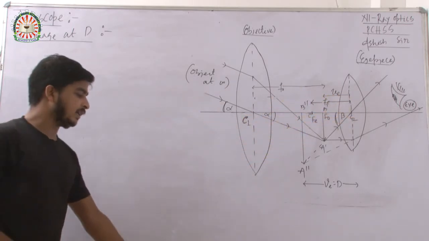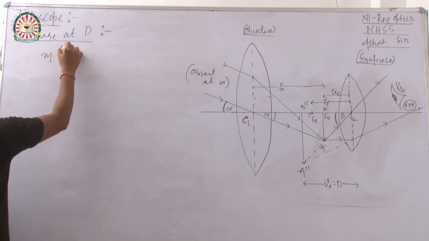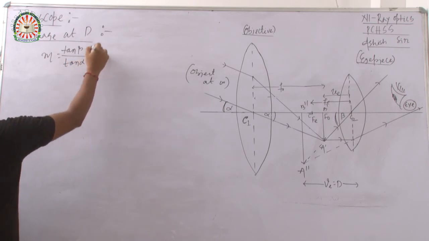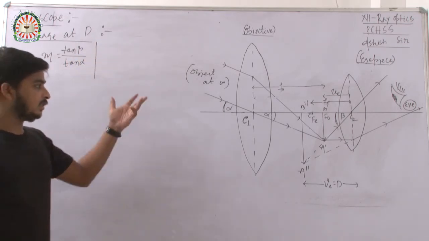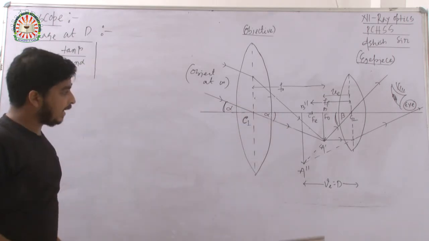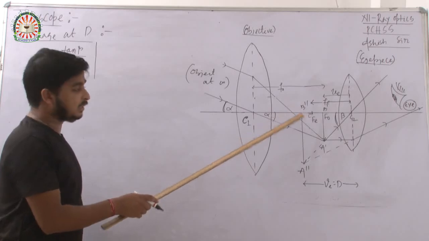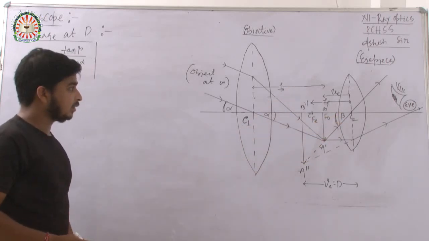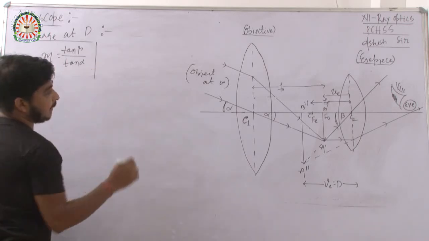Now we have to find the angular magnification, that is m equals tan beta upon tan alpha. So now let's find tan beta and tan alpha. As usual, if this is alpha, this is also alpha, and A''B'' is the image that makes an angle beta here. So this angle is beta and this one is alpha.